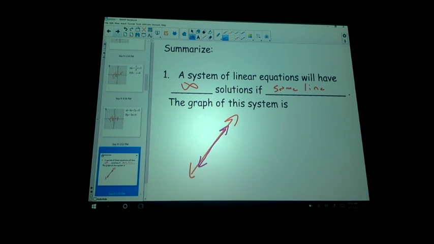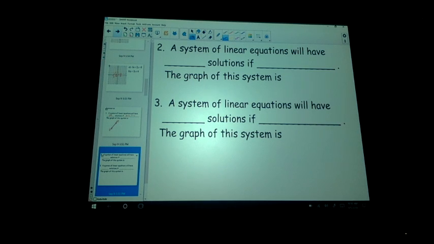Yes. All right, a system of linear equations will have no solutions if we have parallel lines. So parallel lines, it would look like this. They won't cross each other. If they don't cross, they don't have a solution. And then we have one solution if the lines cross. Okay? Simple as that.